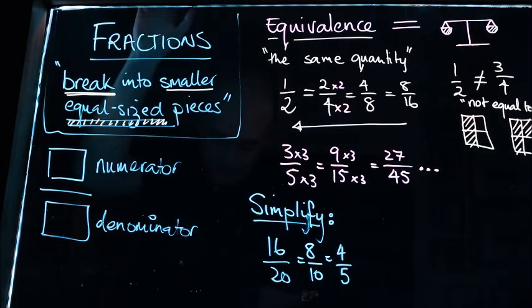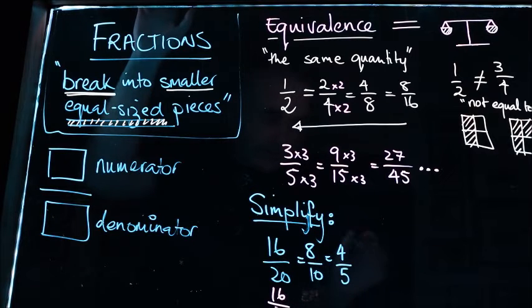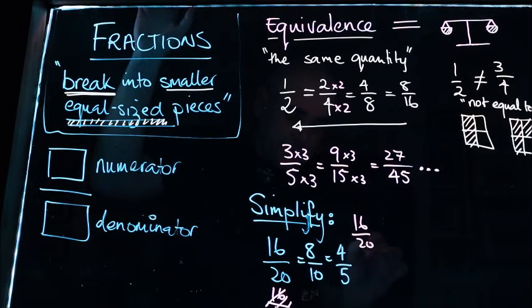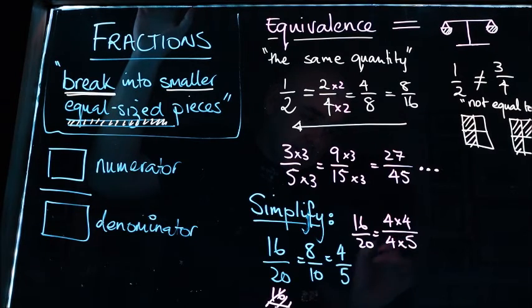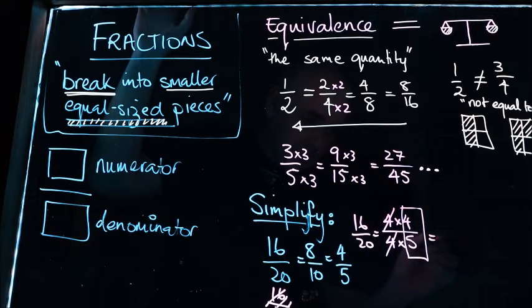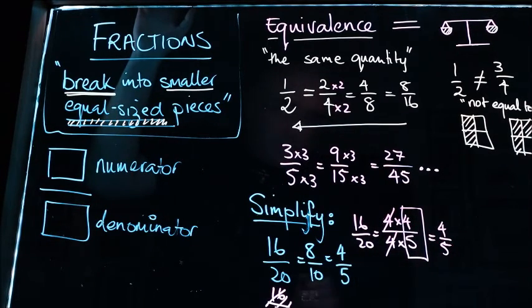I could do this question a different way. If I had 16 over 20, I might run out of room there. So let's move that over here just in a different color. 16 over 20. Now I can see that is 4 times 4, and I can see this is 4 times 5. So set up this way, we can cancel the 4's, and what are we left with? We're left with this portion here, which is equal to 4 over 5. That's one way to represent it.